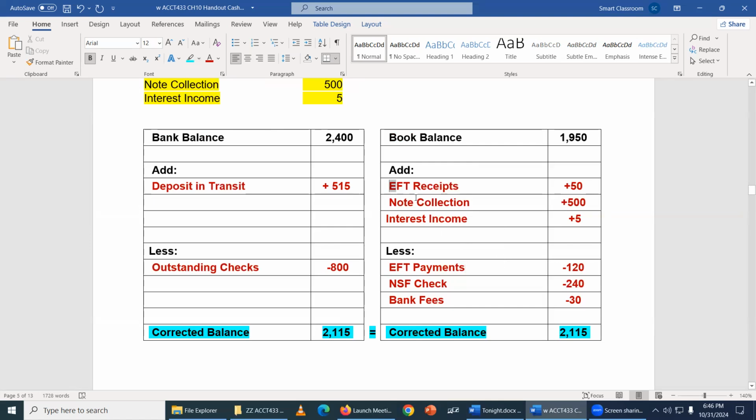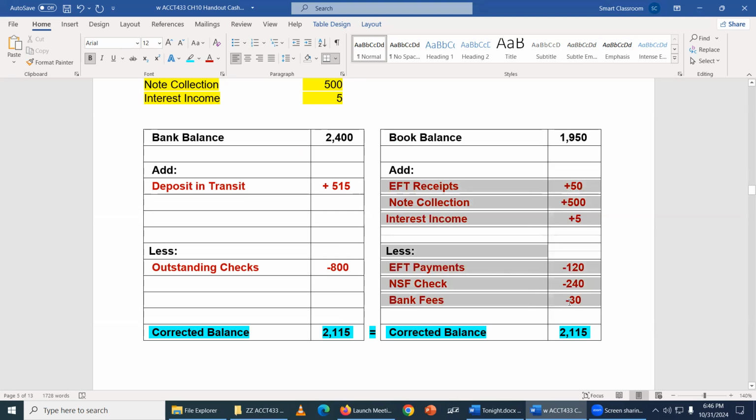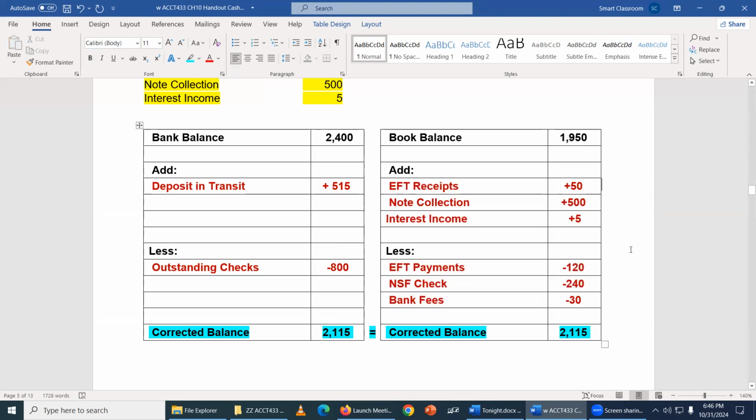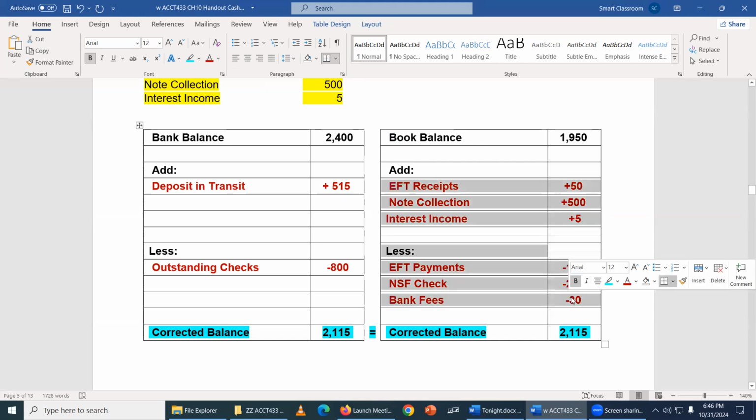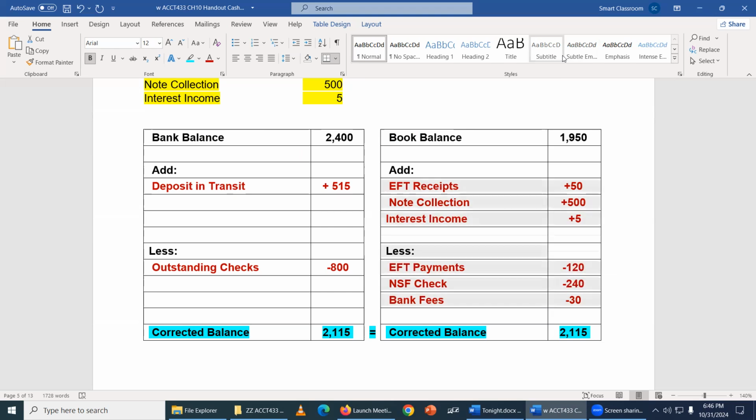Now, on this side over here, you will make journal entries for each of those. You can't do it for the bank side. They don't let you. The bank doesn't let you go in and make changes. They're kind of jerks like that. But we would make these on our side. It would look like this.